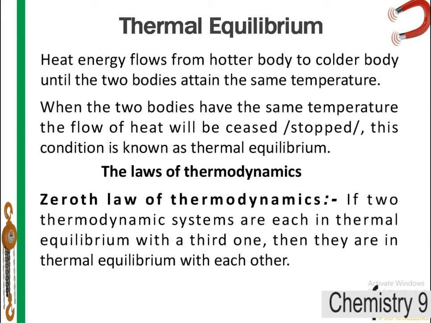In other words, if we have two substances, A and B, and we attach them to either end of a third substance, C, which is in the middle of A and B, if each of those, A and B, are in thermal equilibrium with C, then A and B are in thermal equilibrium with each other. That's what that law is basically saying.